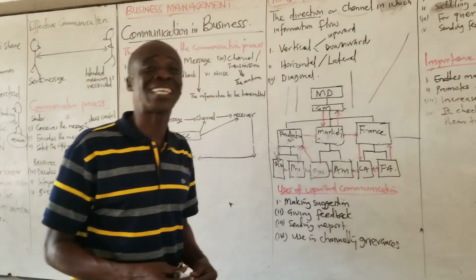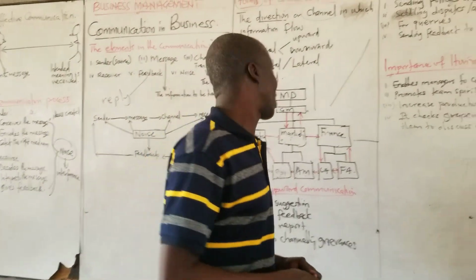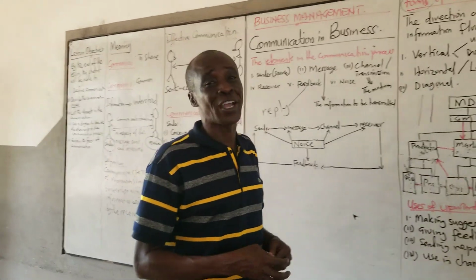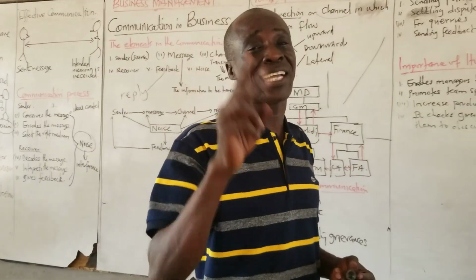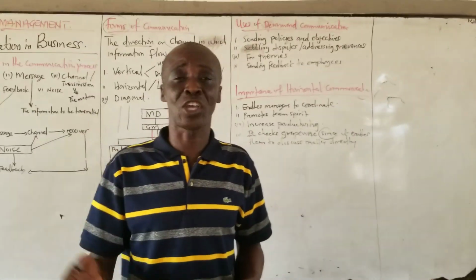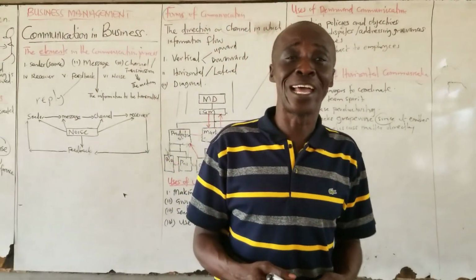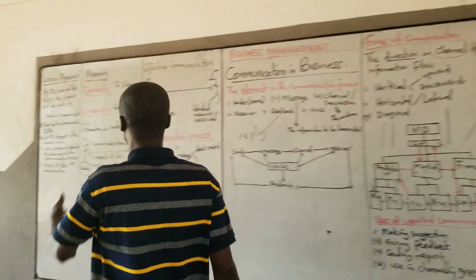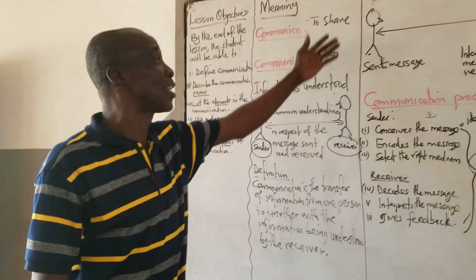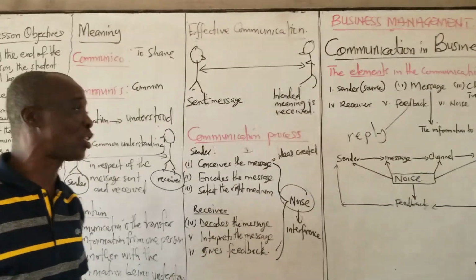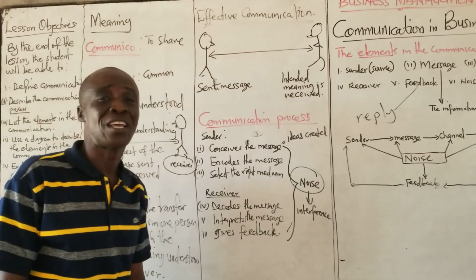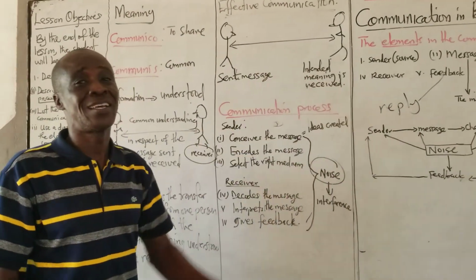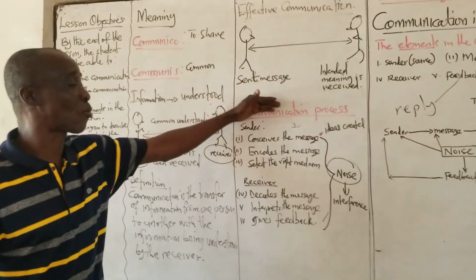Ladies and gentlemen, this is where we are ending today's lesson. Today we talked about what communication is, and we talked about two Latin words. We talked about communico, which means to share, and communis, which means common. And we explained what is that common. Then we defined what communication is, and what effective communication is about. We say effective communication is when the information that is sent is understood in the manner that the sender sent it.